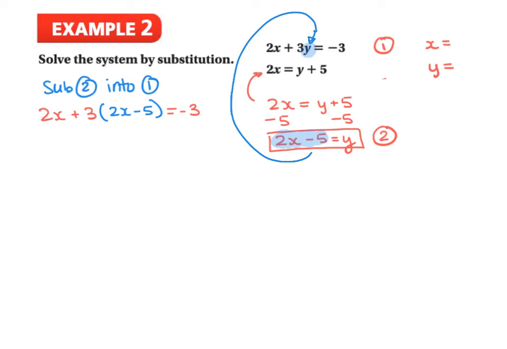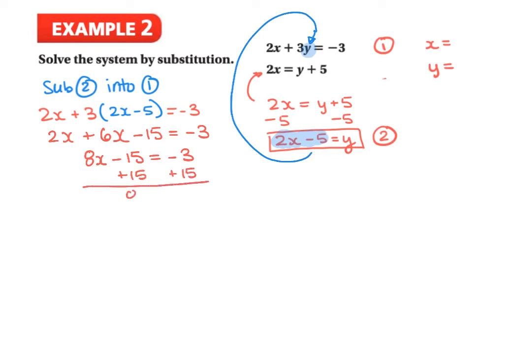We're going to expand our bracket. So we've got 2x plus 3 times 2 is 6x, and then the positive 3 on the outside is multiplied by negative 5, so negative 15, is equal to negative 3. So 2x plus 6x is 8x, take away 15 equal to negative 3. We're going to add 15 to both sides, and we get that 8x is equal to 12, and we're dividing both sides by 8.